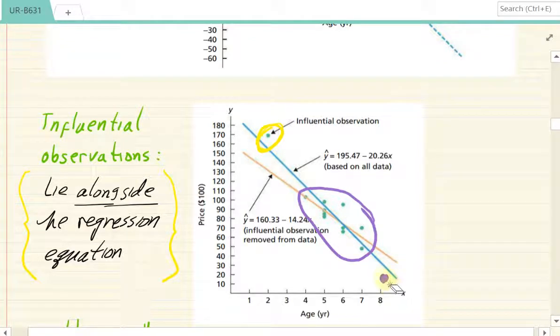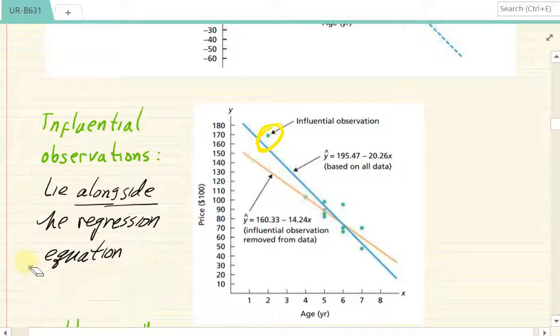Now, if these are influential, what exactly do they influence, right? Why are they called that? Well, it turns out that they influence the slope of the regression line. That's what influential observations do.